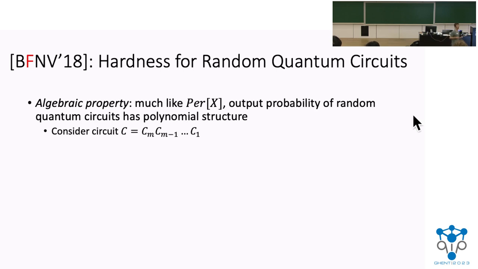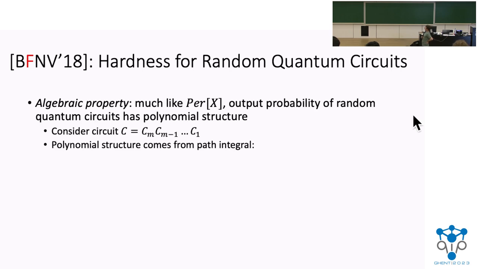How do I see this? Well, let's say I take the circuit, C, and I break it up into its 2-qubit gates. So that's what these C_M minus 1 through C_1 are, just 2-qubit gates. M is the number of 2-qubit gates.